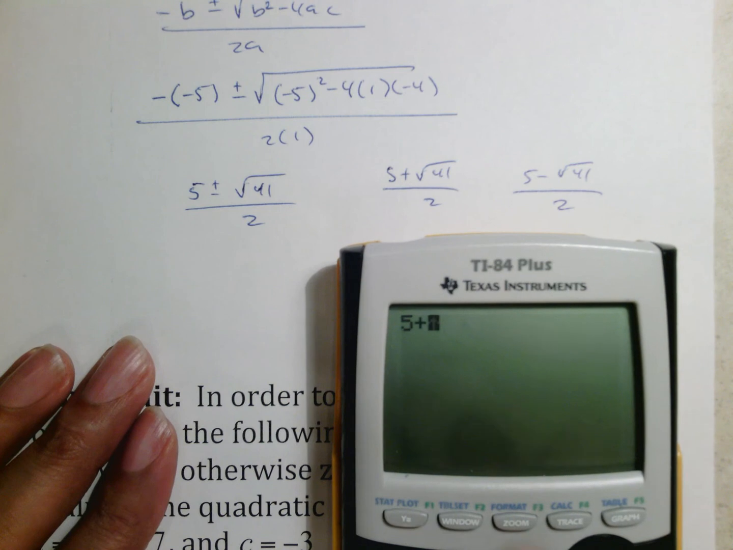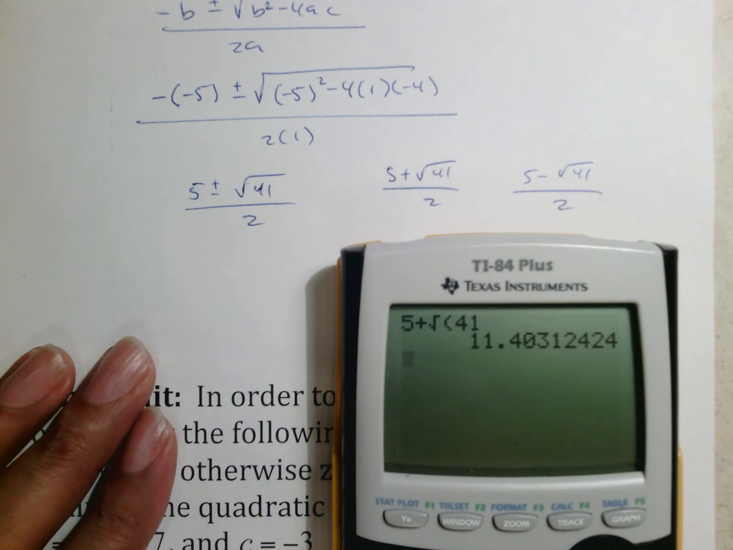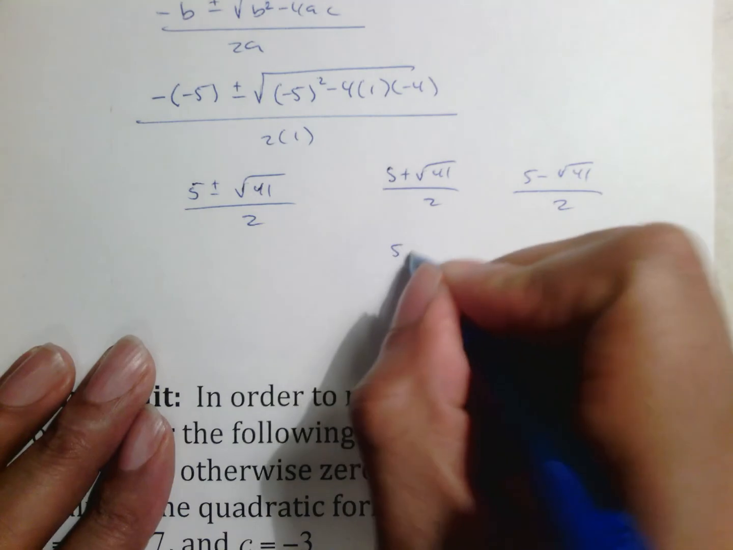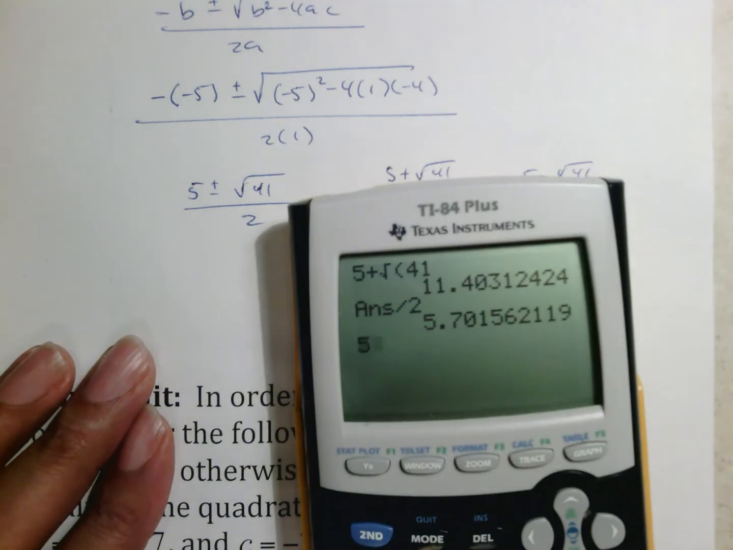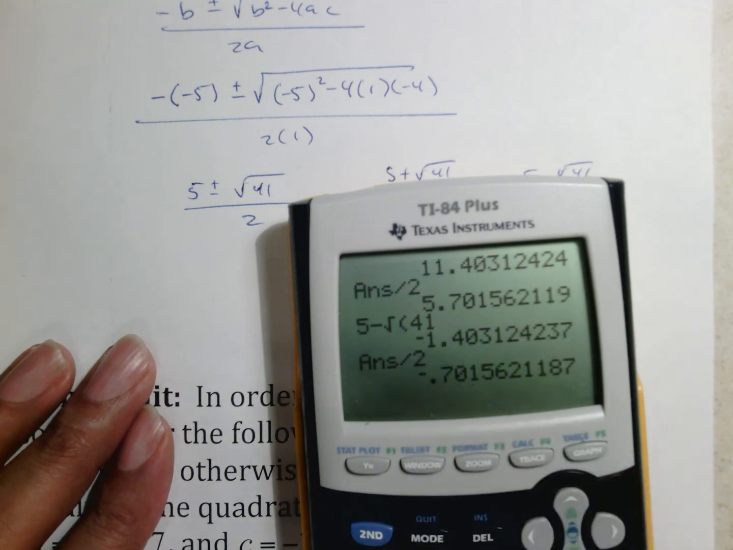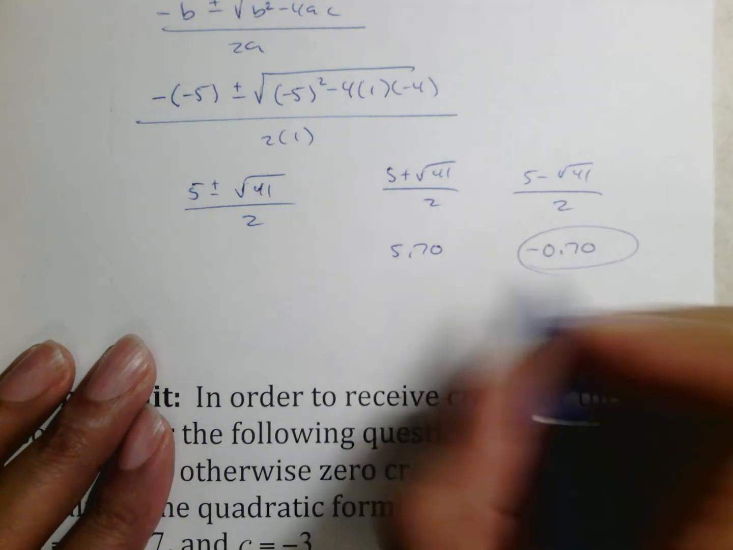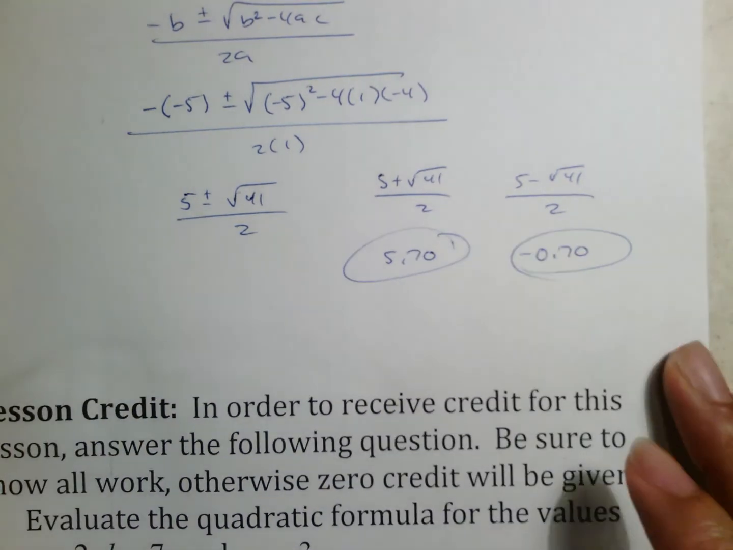5 plus square root 41 equals divided by 2 equals, gives me the answer of 5.70. 5 minus root 41 equals divided by 2 equals negative 0.70. And these would represent the two answers we are looking for.